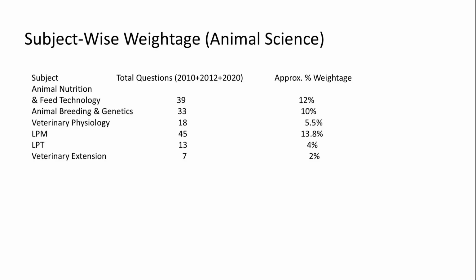LPM and nutrition and feed technology are the highest weightage animal science subjects. Breeding and genetics has moderate weightage. LPT, physiology, and veterinary extension have lower weightage but cannot be ignored. Focus on high-frequency topics in LPM, nutrition, and breeding for scoring efficiency.